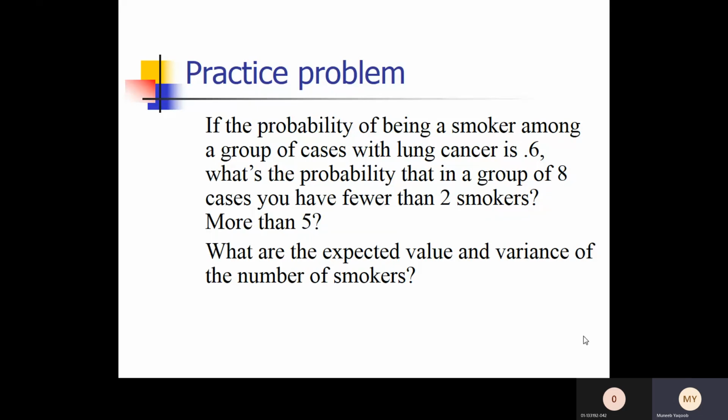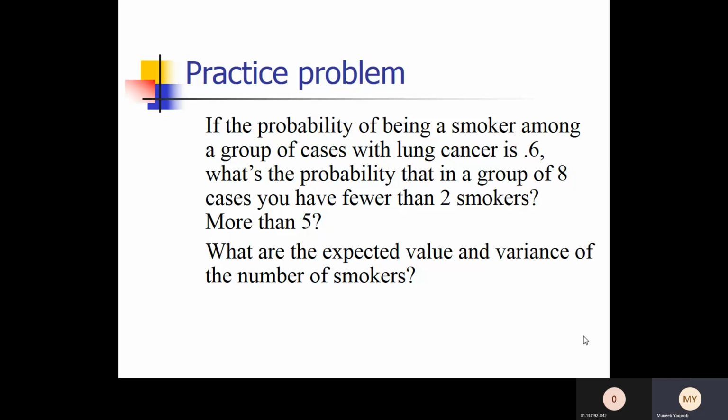Similarly, to calculate the probability of x more than 5, we will calculate the probability for x equals 6, x equals 7, and x equals 8. And then we will add these three probabilities to get the probability of x greater than 5.